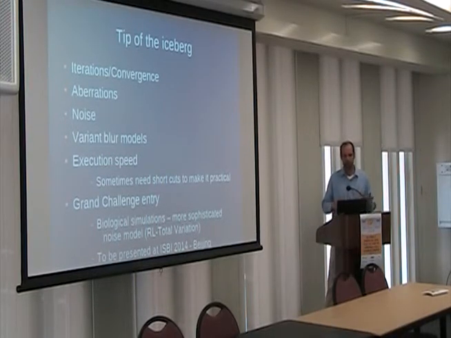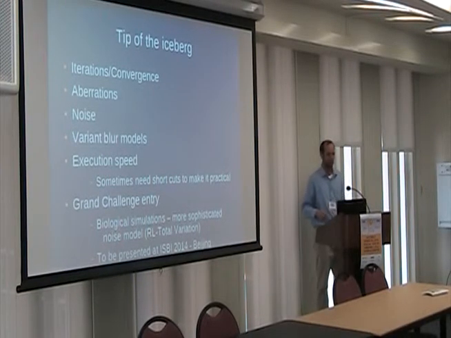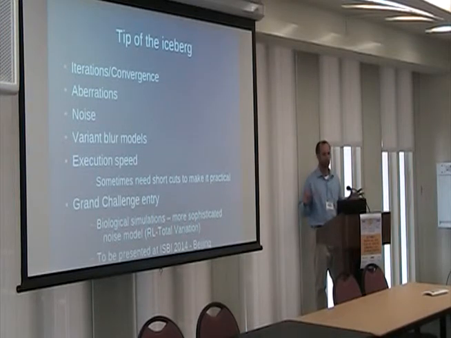So the presentation I just gave is just sort of the tip of the iceberg for this particular problem. There's all kinds of things. The experiment I showed was just one very small aspect. There's things called aberrations. There's noise problems. There's variant blur models. I'm sure it all sounds a little bit funny to people who aren't in the field, but any problem is like that.